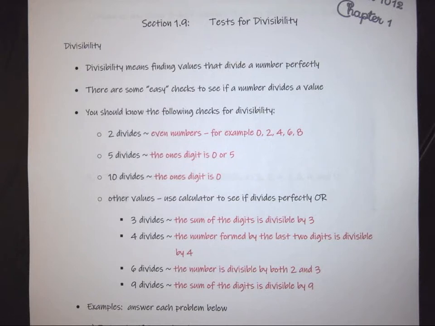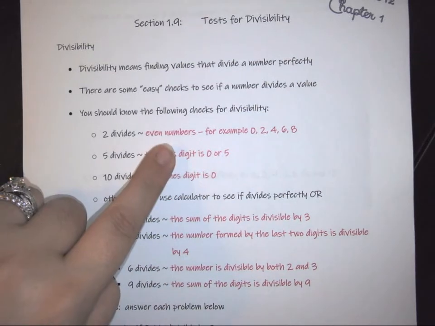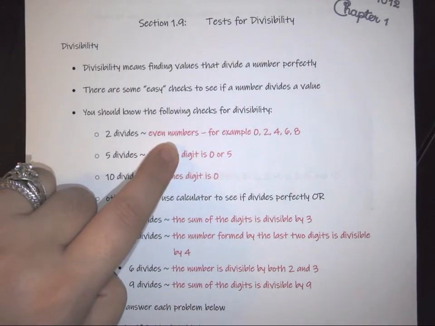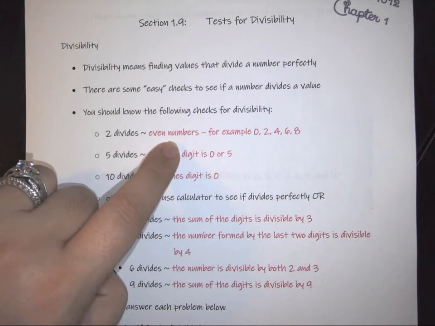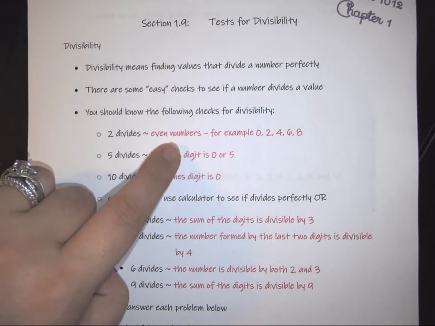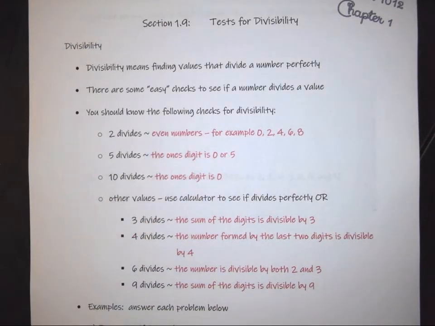The first one is talking about 2. Okay, so is something divisible by 2? Well, to know that, we need to know the definition. So the definition here means we're talking about even numbers. So even numbers, no matter what the number, will divide by 2 nicely. For example, 0, 2, 4, 6, 8, etc. All those even numbers will divide nicely.